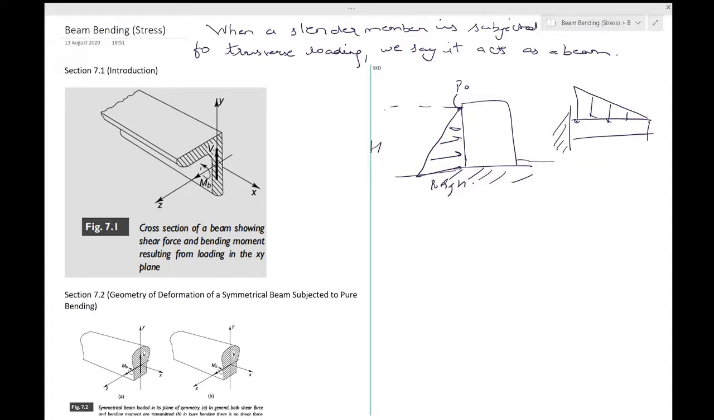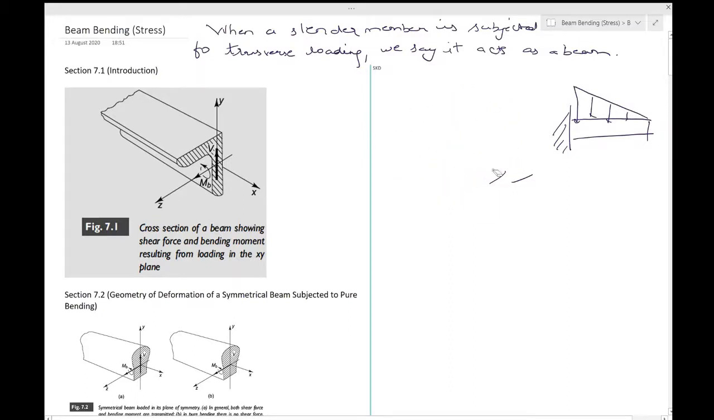For example, the leaf springs of an automobile suspension transfer the body weight to the axle through beam action. So this is something which you should know. The wings of an airplane act as beams in supporting the weight of the fuselage. So you have to see all these things and visualize how a beam is acting, how the loads are acting on a beam.